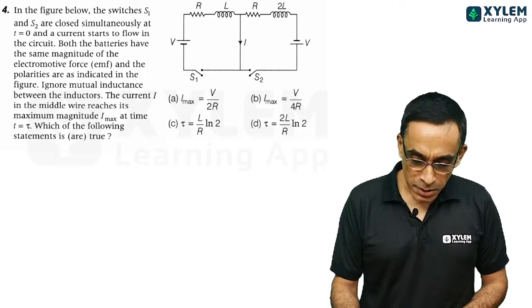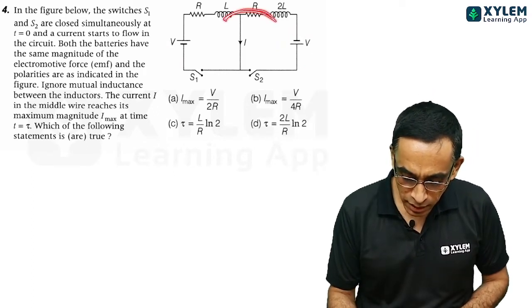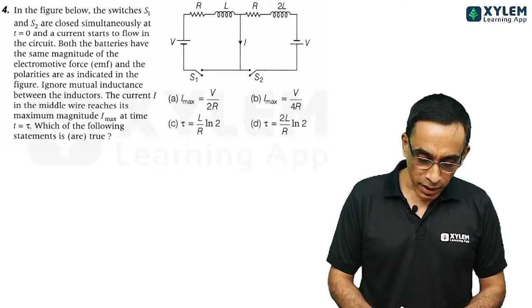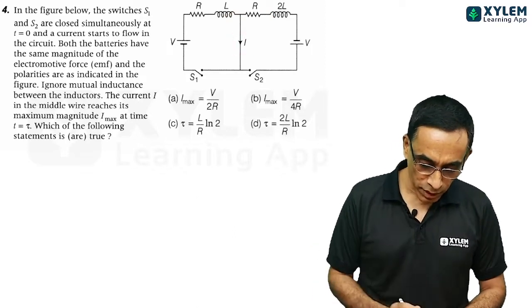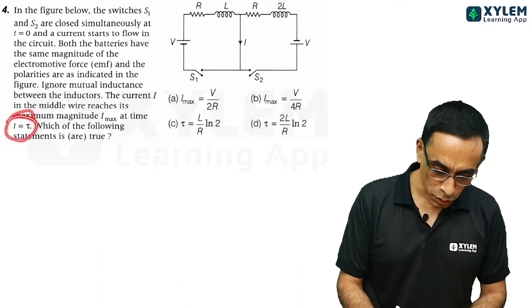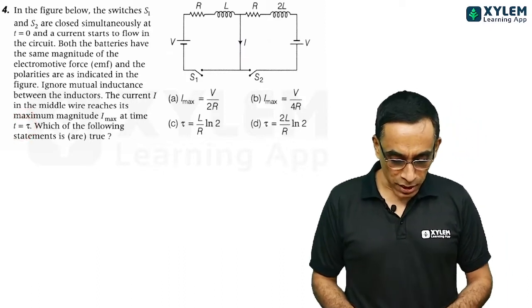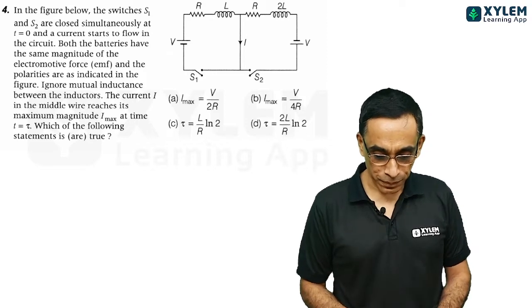Ignore mutual inductance between the inductors. Current I in the middle wire reaches its maximum value. This current I reaches the maximum value at time t equal to tau. Which of the following statements is or are true?